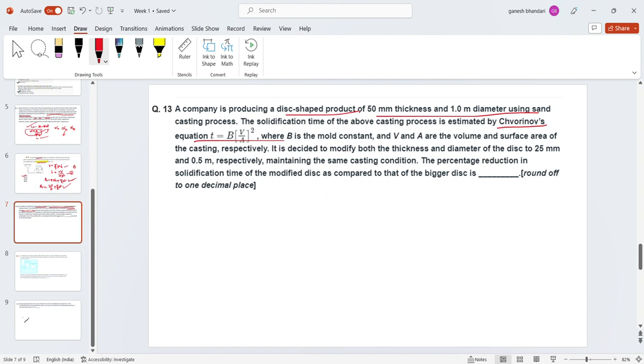Right. So just directly determine the percentage reduction in the solidification time. It's just a mathematical calculation, nothing more. You just need to focus on the concept. What is the concept behind this?